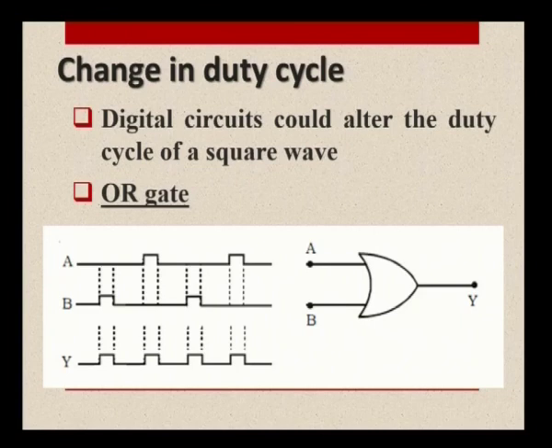So, digital circuits can alter the duty cycle, that is the conclusion. Let us have a look at the slide again. Digital circuits could alter the duty cycle of a square wave. So, this is how it is altered.